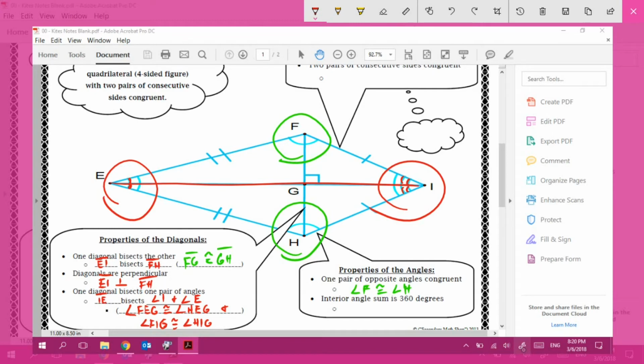And the interior angle sum is 360 degrees, just like every quadrilateral. That means if I add the measure of angle E plus the measure of angle F plus the measure of angle I plus the measure of angle H, that's going to equal 360 degrees. And that is it for all the properties. So now let's take a look at how we would use these in some problems.